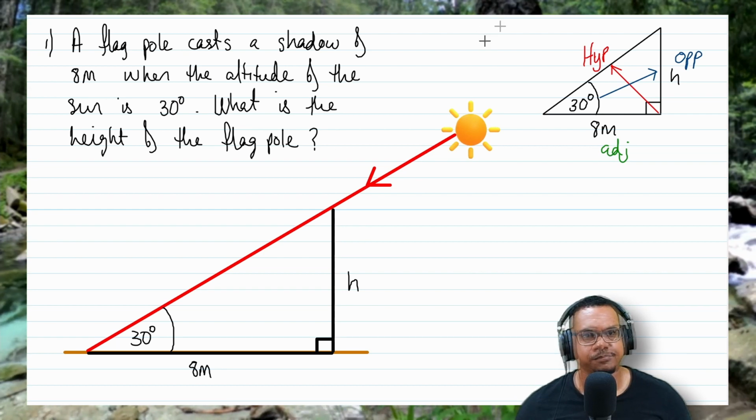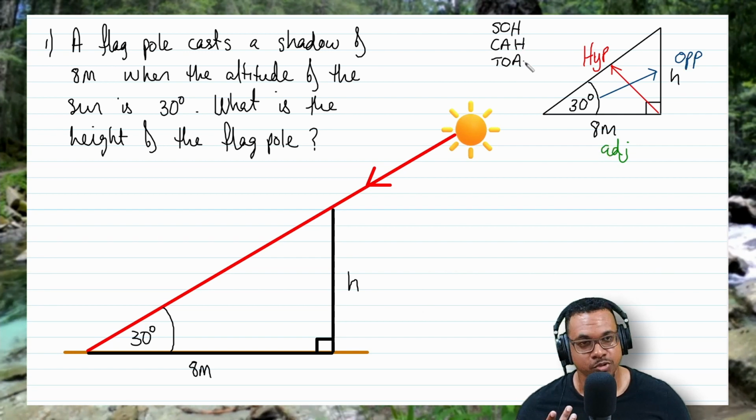I'll just write it out here. SOH CAH TOA. We're looking for the ratio with opposite and adjacent. SOH is O and H. What we're looking for is O and A. CAH is A and H, no, we can't use that. And TOA is O and A, opposite and adjacent. So that's why we're using tan.